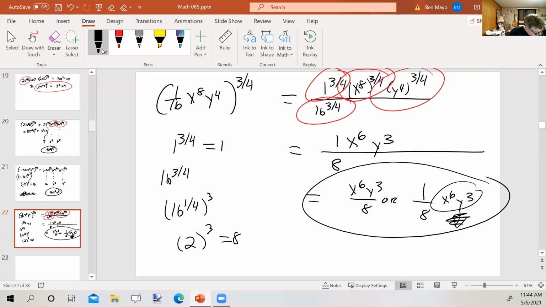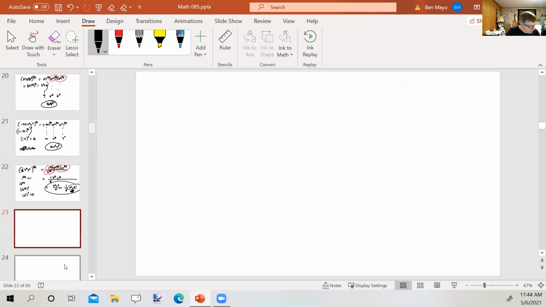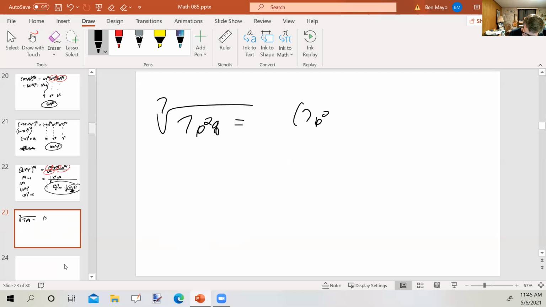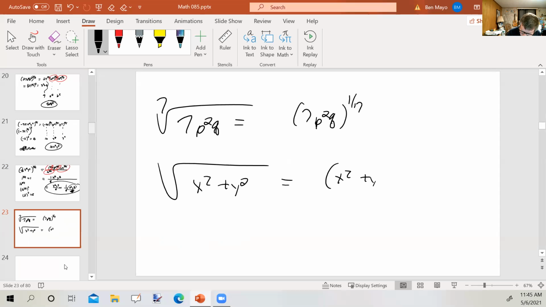All righty, let's see here. Now we're going to change a radical expression into an exponential expression. We're not going to simplify it. We're just going to convert it to the other form. The 7th root of 7p squared q would be the quantity 7p squared q, all to the 1/7 power. The square root of x squared plus y squared would be the quantity x squared plus y squared to the 1/2 power.